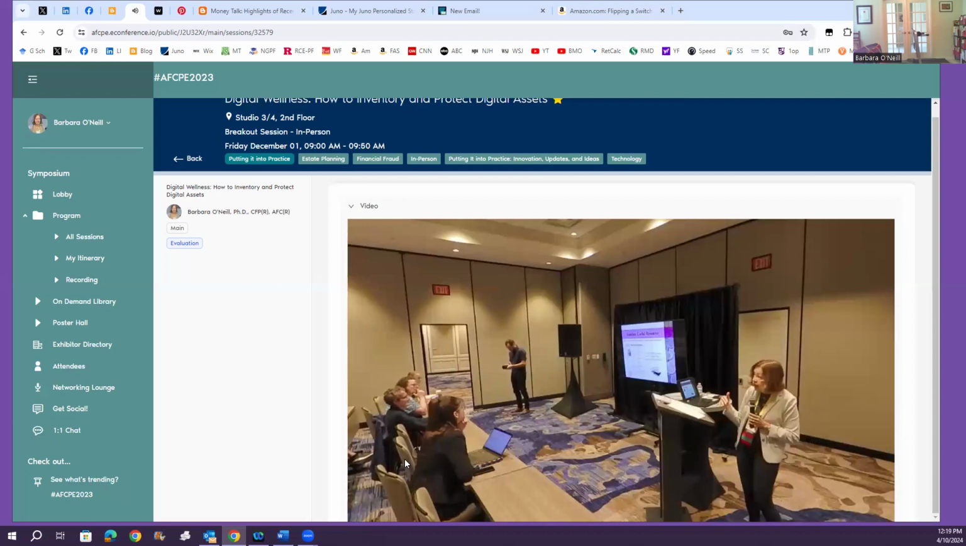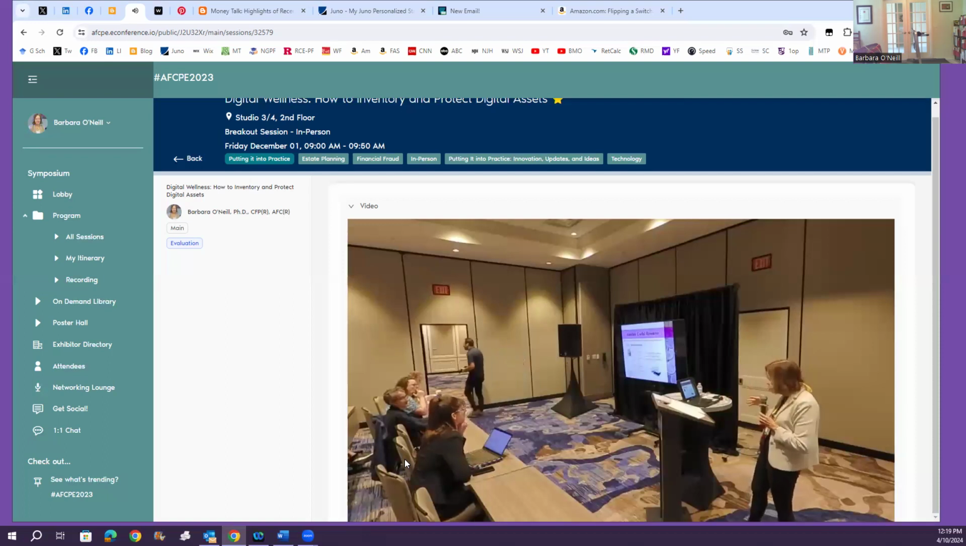So when I teach the class and I have 90 minutes with students, I allocate about 15 minutes for them to work on this checklist, just to identify the categories of digital assets that they have. And then we do a little bit of a debrief. And I'll ask them questions like, what surprised you?